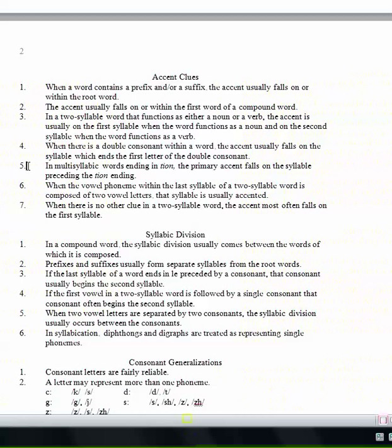Number 5, in multisyllabic words ending in tion, the primary accent falls on the syllable preceding the tion. Number 6, when the vowel sound within the last syllable of a two-syllable word is composed of two vowel letters, that syllable is usually accented. Number 7, when there is no other clue in a two-syllable word, the accent most often falls on the first syllable.